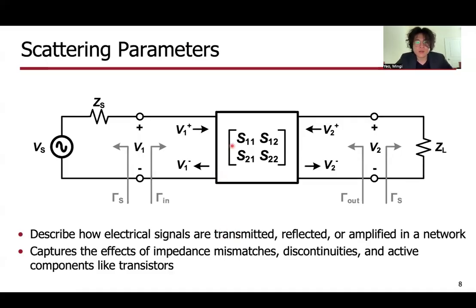For a two-port network, there are four S parameters. S11 measures how closely the input impedance matches the source impedance. Likewise, S22 measures how closely the output impedance matches the load impedance. S21 measures how much of the input signal is amplified to the output. And S12 measures how much of the output signal is rejected from traveling back to the input. These four S parameters will be talked about in more detail in the upcoming slides.